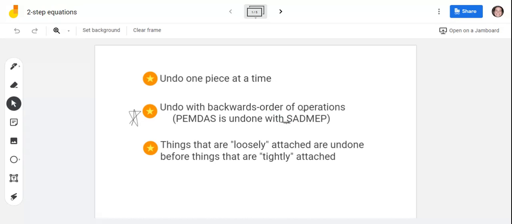I'm trying to get this where it's supposed to be, and my alignment from my iPad to the actual video is a little bit off. I'm just going to erase that.